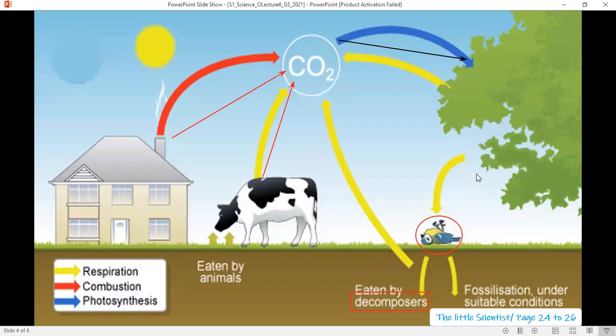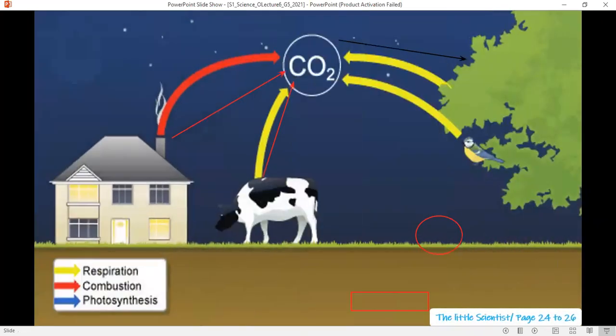Do all of these processes happen at night? Let's see. At night, there is no sunlight. The plant is not taking carbon dioxide. The plant is breathing. The plant takes in oxygen and releases carbon dioxide. Animals take in oxygen and release carbon dioxide. We burn fossil fuels. Factories are releasing carbon dioxide. So at night, carbon dioxide is mostly released.